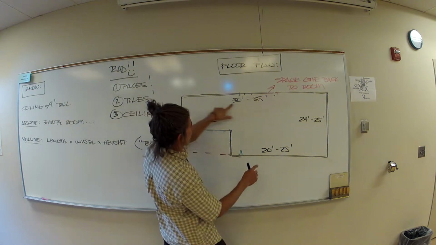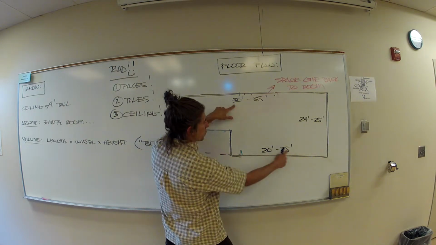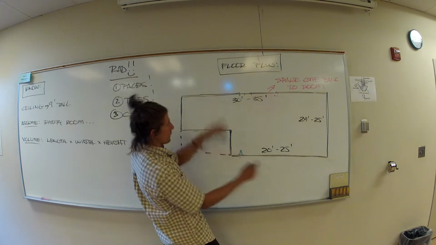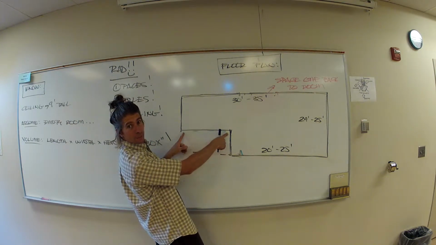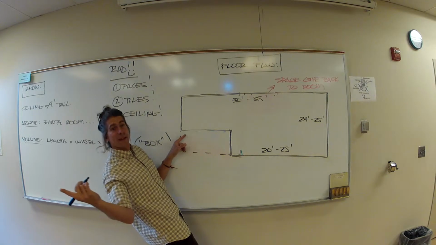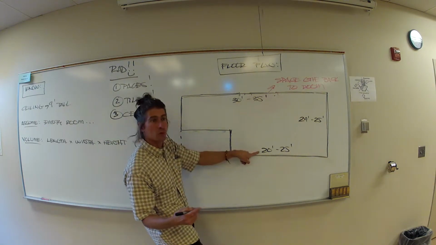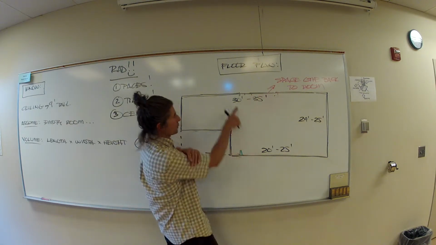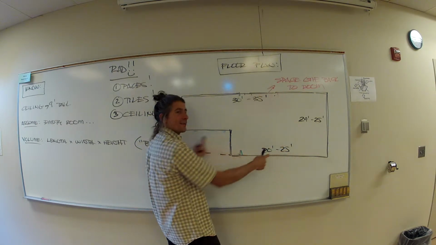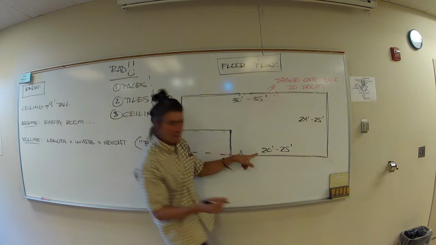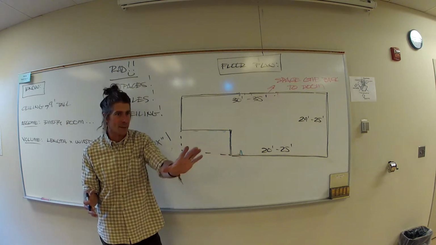So if we assume this is 30 to 35, and this is 20 to 25, it's somewhere around 10 feet, isn't it? But it could be as many as 15, depending on which one of these you use and which one of these you use. See what I just did? If you do 30 minus 20, that's 10. If you do 35 minus 25, that's 10. But if you do 35 minus 20, it's 15. Does that kind of make sense?